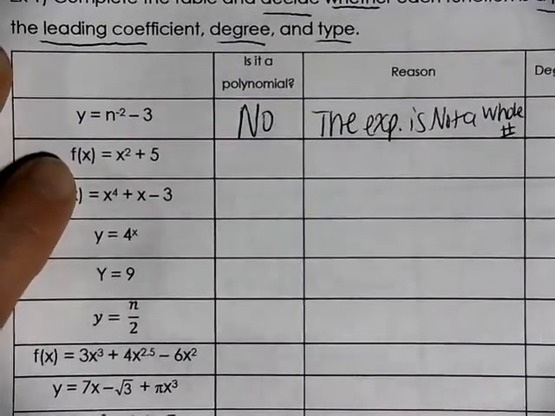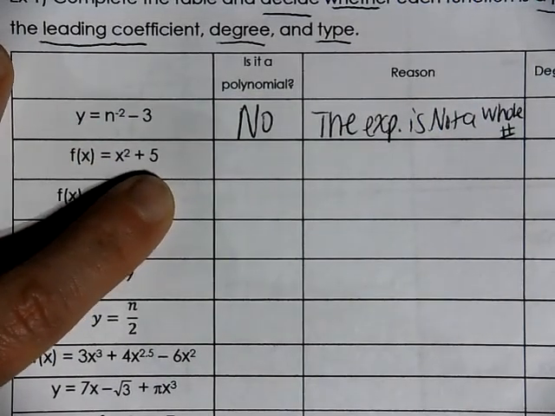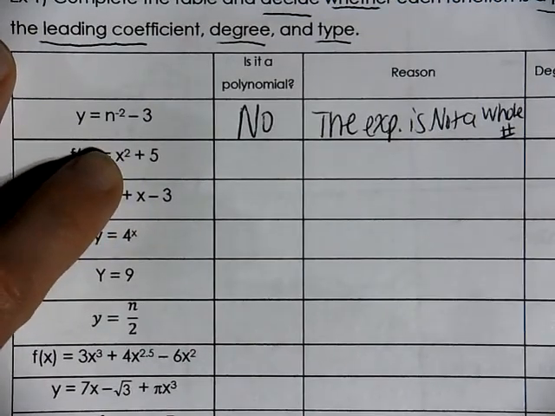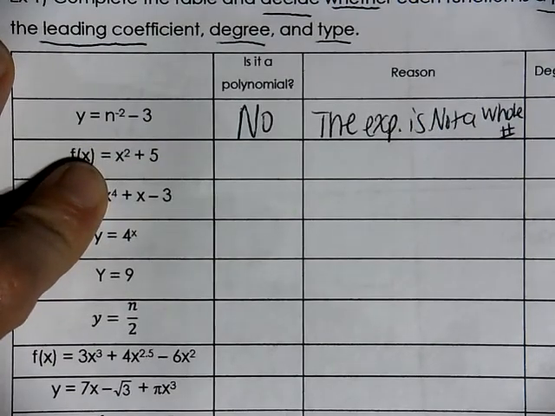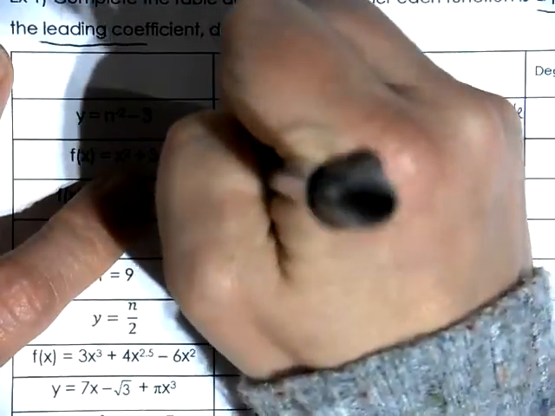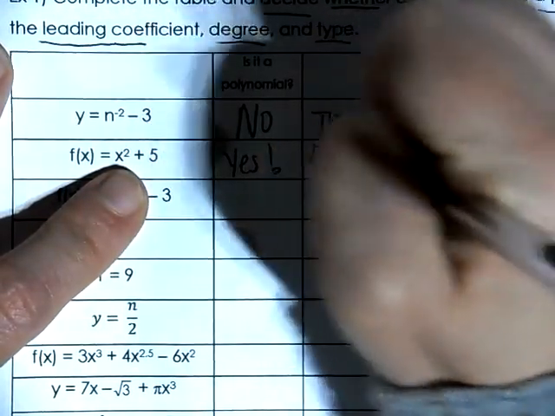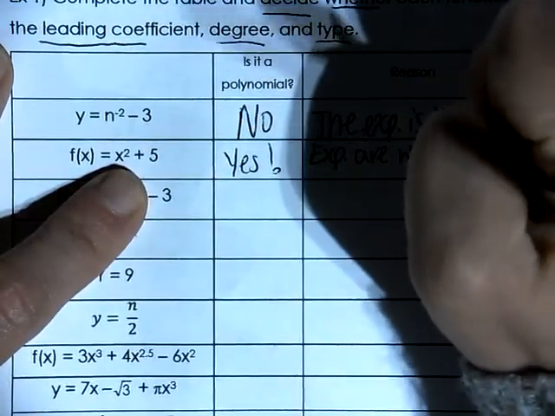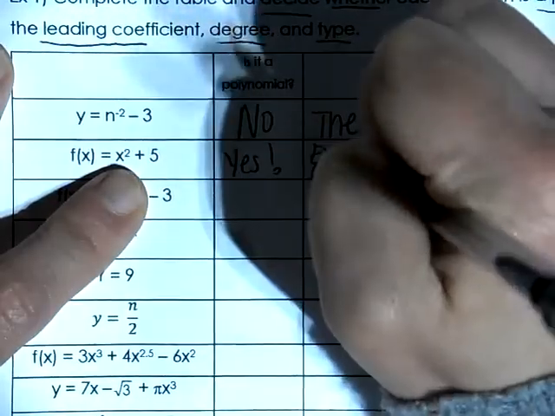Let's look at the next one. We have f of x is equal to x squared plus 5. My exponent is the number 2, and that's a whole number. I don't see any other problems. My coefficients are real numbers, so the answer is going to be yes. And the reason why I'm going to say that is because the exponents are whole numbers and the coefficients are real numbers.